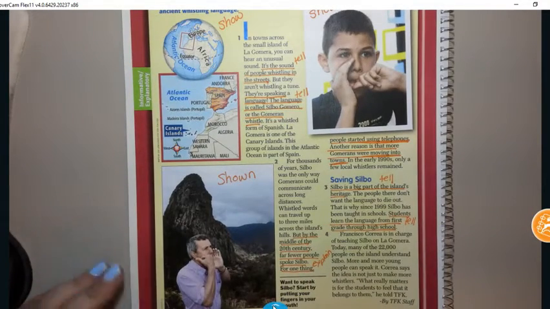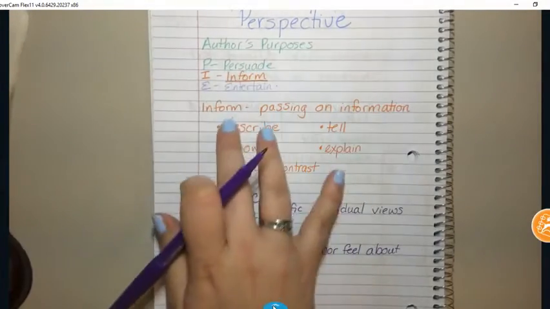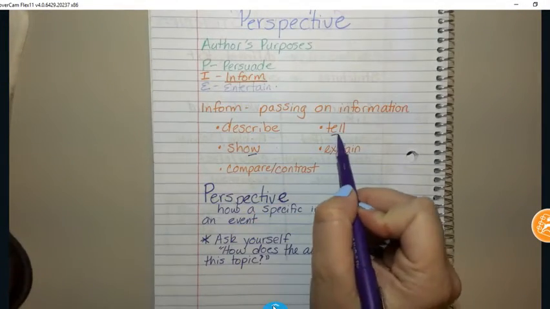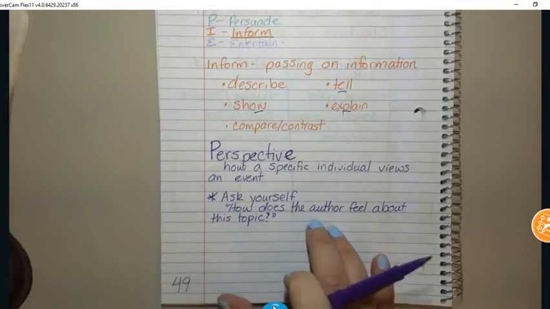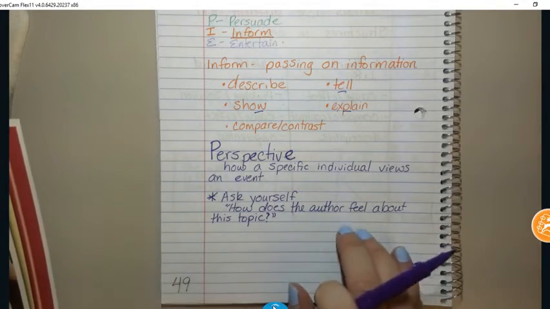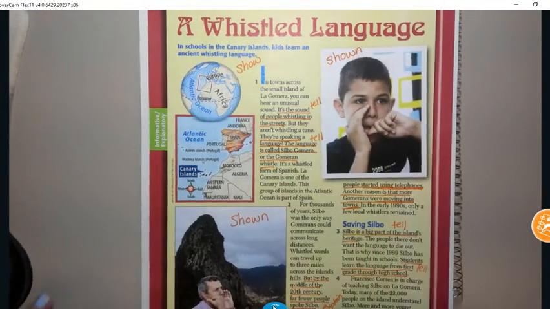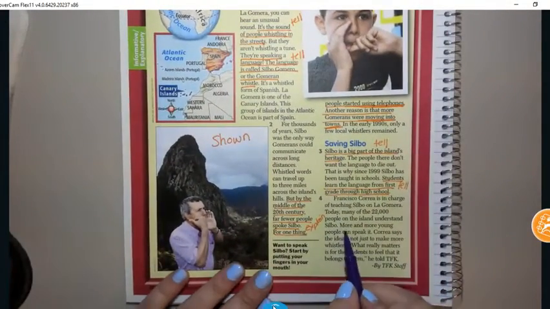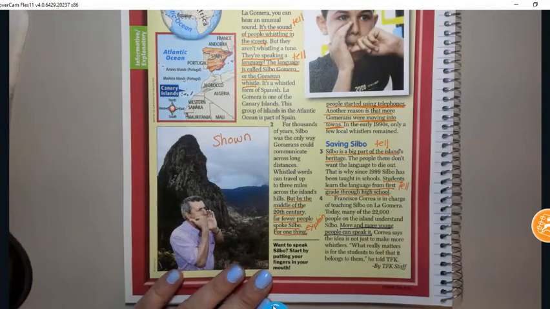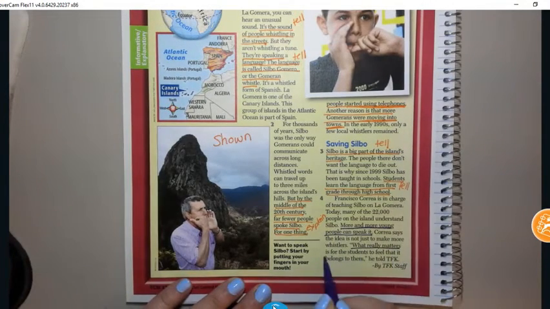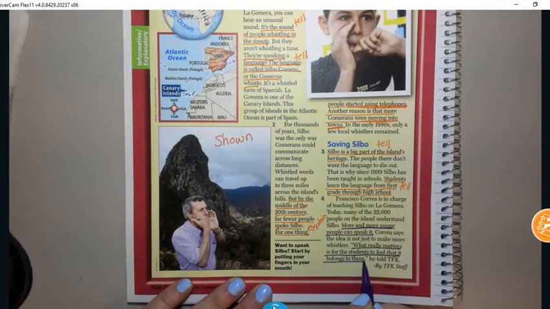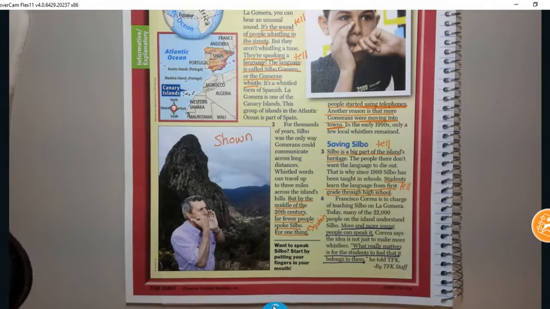Now, when we're talking about author's perspective, so we talked about the author's purpose, and we said we had show, tell, and explain. Now we're going to talk about our author's perspective. And I want to ask myself, how does the author feel about this topic? So how does the author feel about a whistled language? Well, when we're reading through it, I noticed that he said more and more young people can speak it. He talked about what really matters is for the students to feel that it belongs to them. He felt that that was an important quote. So he thinks that students should feel that it belongs to them. He thinks people should think it's important.